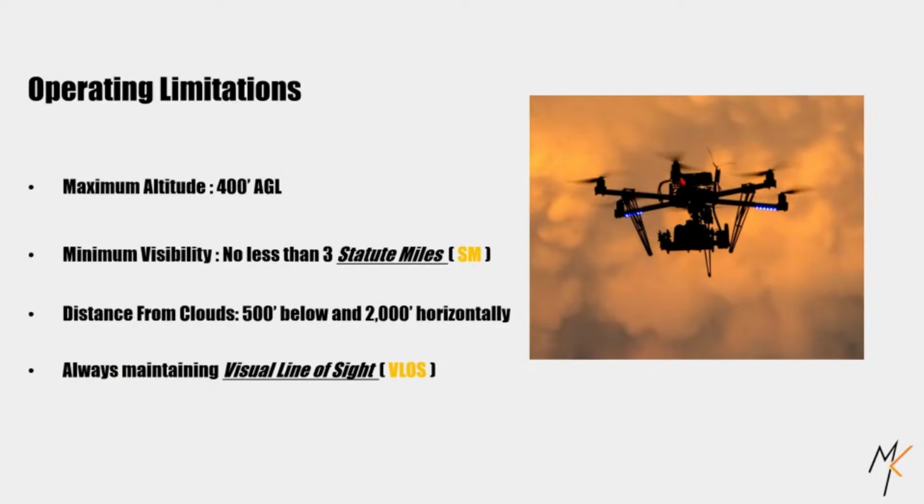Now, you might be surprised to hear this part, but there are separation requirements when you fly near clouds. If you're flying near a cloud, the rule is that you must fly 500 feet below the cloud and 2,000 feet horizontally from the cloud. And the reason is there are manned aircraft that fly through clouds all the time. So the FAA simply wants you to avoid flying too closely to clouds at all times.